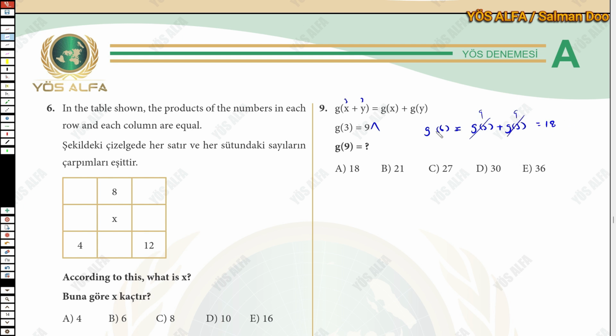So now we know g of 6. How do we find g of 9? To find g of 9, we can use this function with x value 3 and y value 6, since we know g of 6 now. So the result would be g of 3 plus g of 6, and g of 3 is given to be 9. g of 6 is found as 18, so the result is going to be 27.